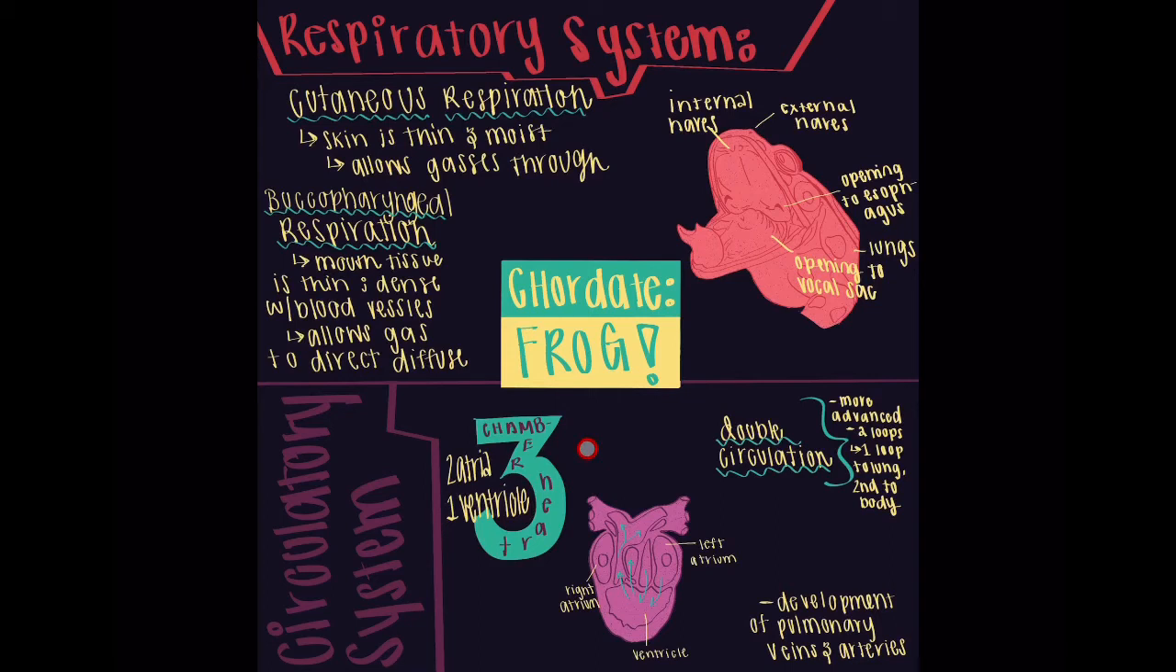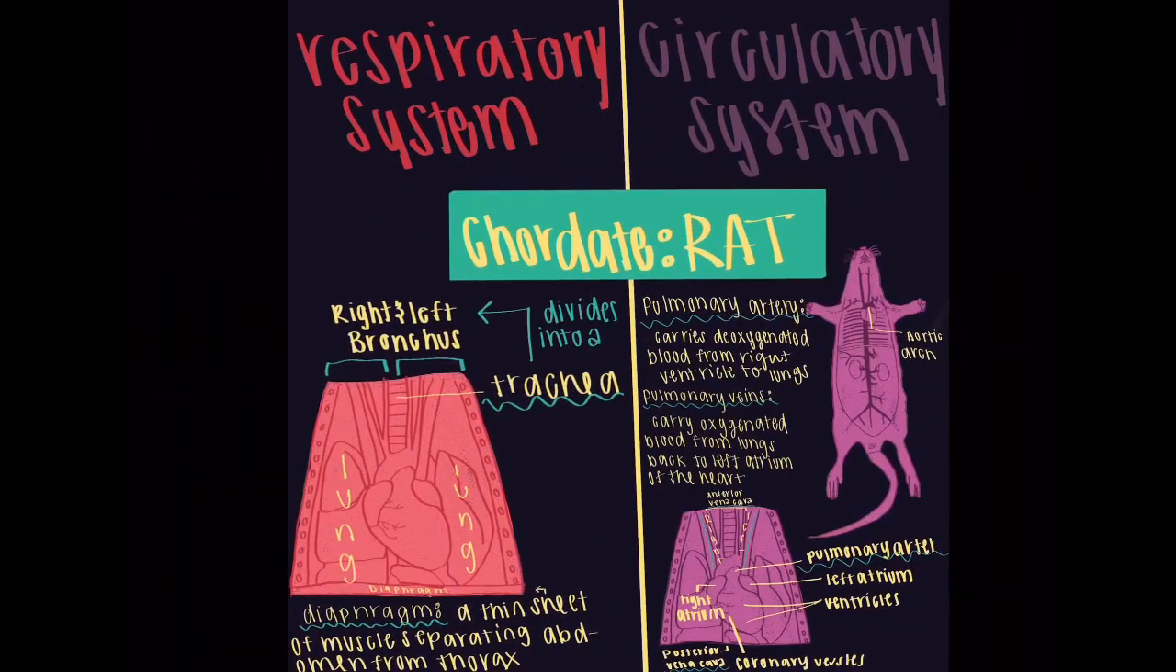They have a 3-chambered heart, which consists of 2 atria and 1 ventricle, and they use double circulation, which is more advanced because it uses 2 loops instead of 1, so that the 2 loops can go to different places and be more efficient.